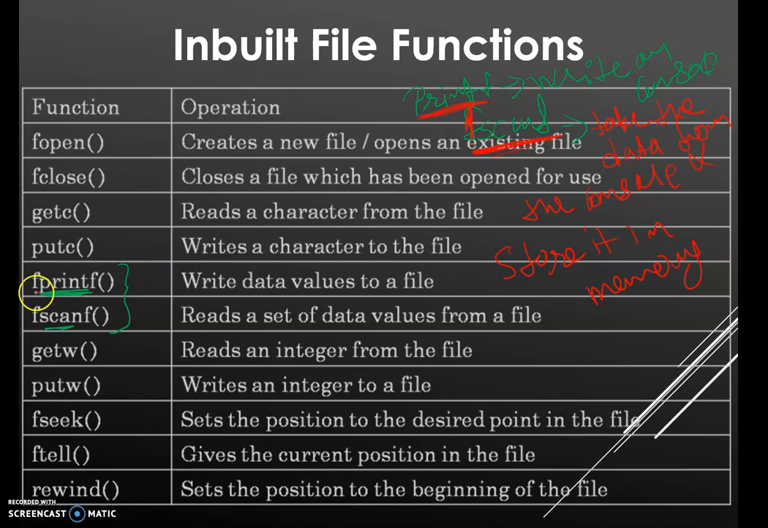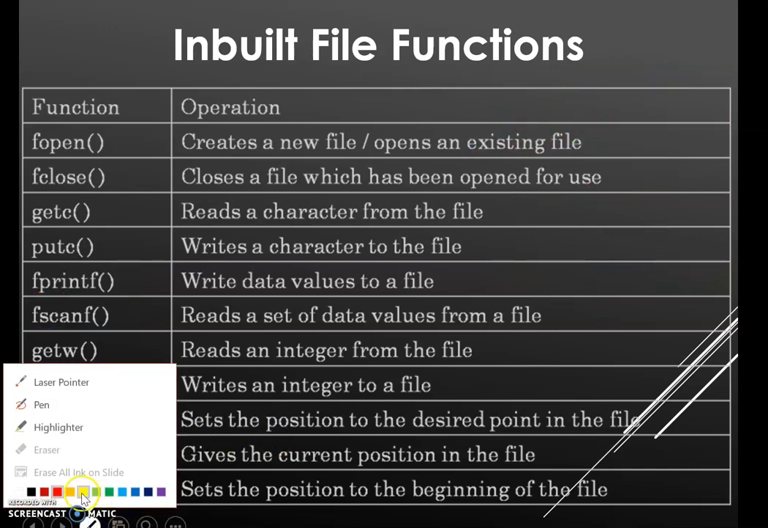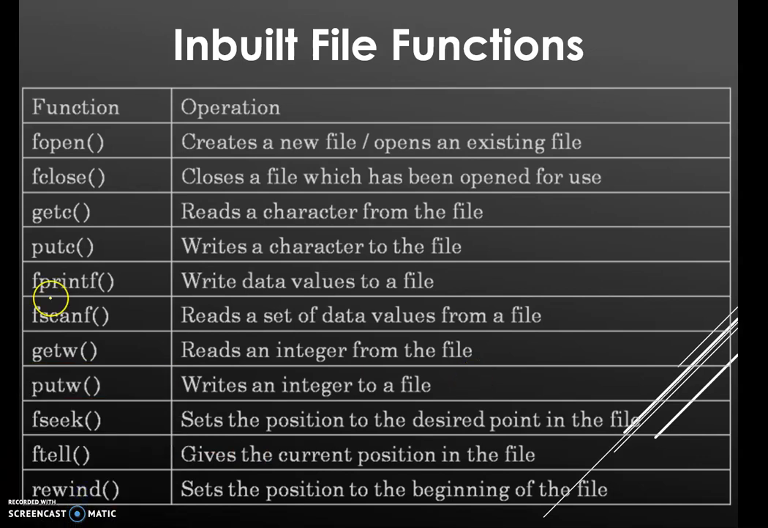But here we have fprintf and fscanf. So what is the difference? The difference is, see, fprintf. When you use this function, it writes data values to the file. So if this is my file, and I want to write continuous data, mind it, here we are talking about data, and this was about a single character. So don't get confused.